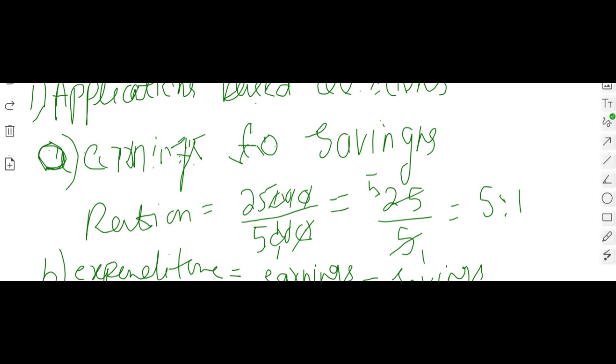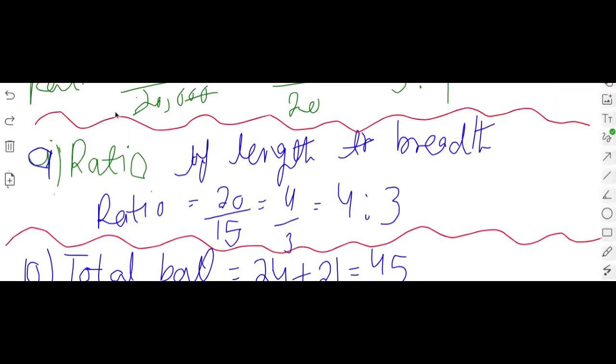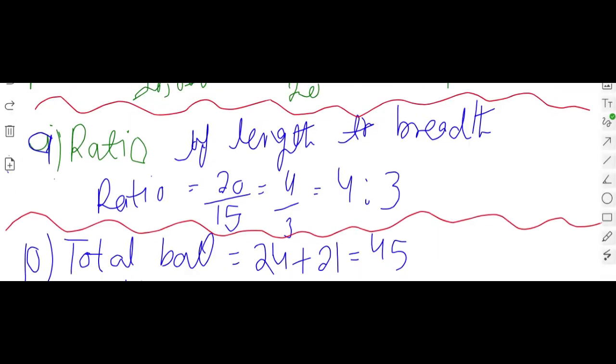And then expenditure to earnings, we have to do the subtraction first. For the expenditure, his expenses, 25,000 is earnings minus the saving, you will get the expenditure. And after that, you have to do the ratio of this part as well. After doing the ratio, you will get the ratio from salary to the expenditure, that is 5 to 4. Okay? Yeah, 5 is to 4.